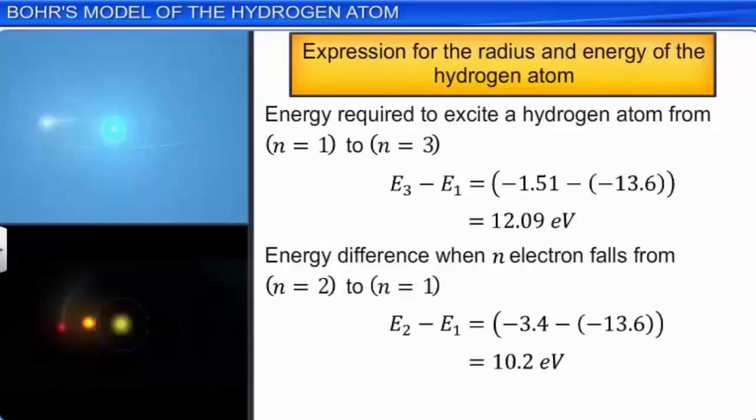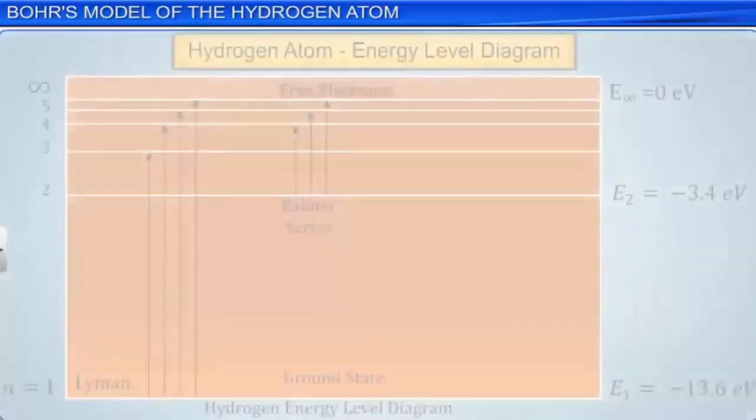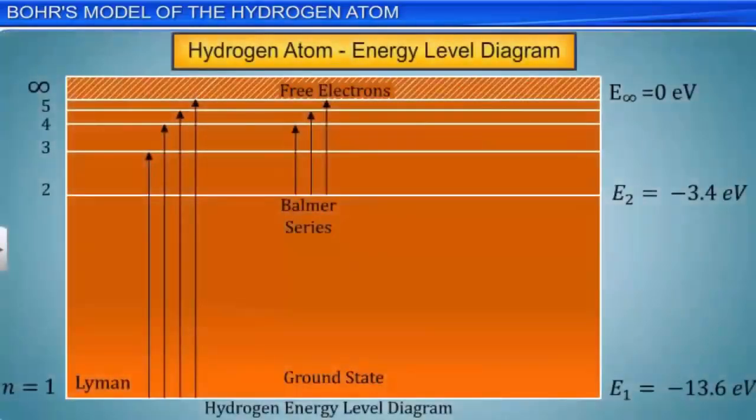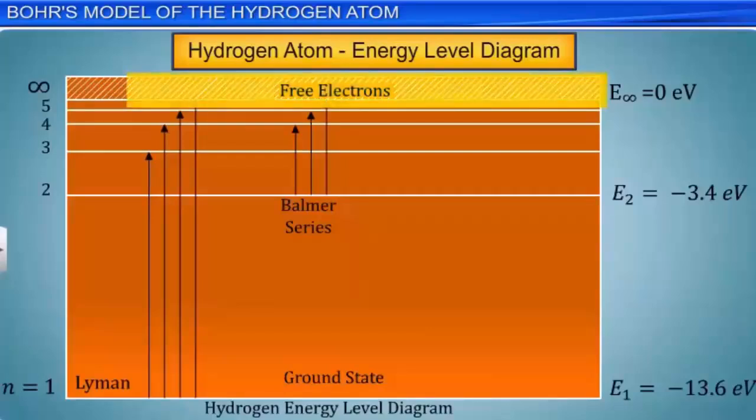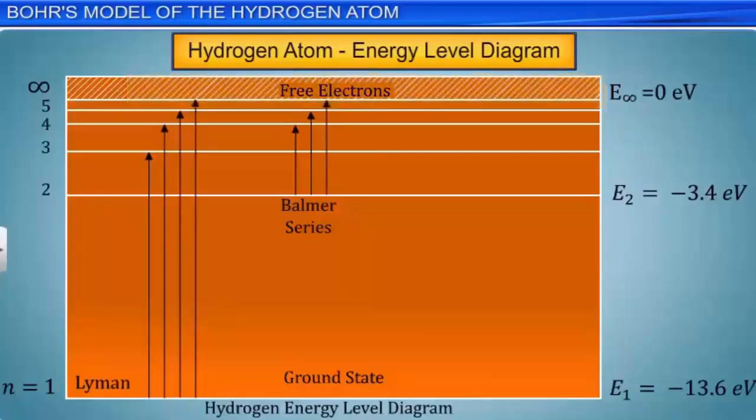We can observe the various energy states of the hydrogen atom in the form of an energy level diagram as shown. In this diagram, the 0 electron volts corresponds to an energy of n equal to infinity, which is the highest energy state. This is the energy when the electron is completely removed from the atom and is at rest.